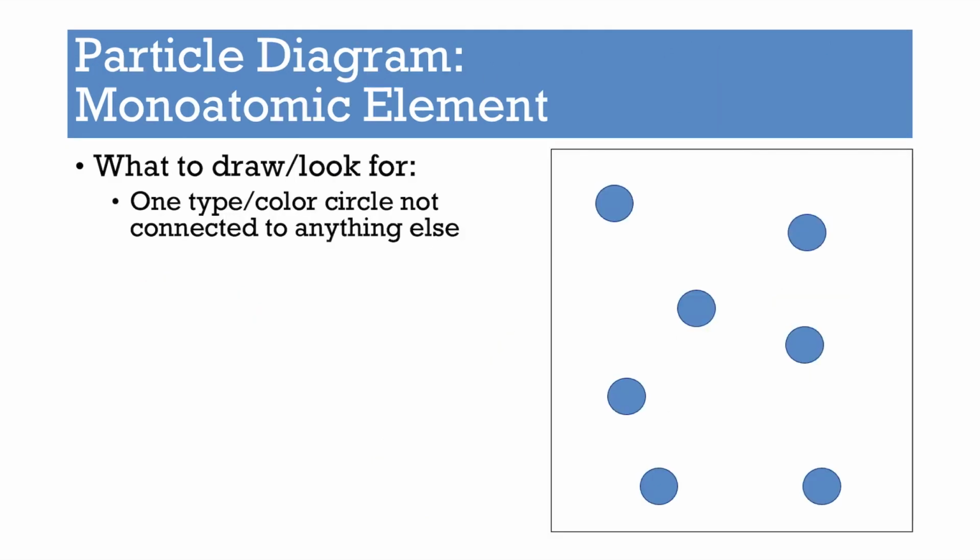Okay. Now, going into particle diagrams, let's do this. If we're going to draw a particle diagram for a monoatomic element, remember mono means one, atomic means atom, so we're going to draw one type of color. So what to draw or what to look for: one type of color, not connected to anything else. So you have a whole bunch of blue circles right here.